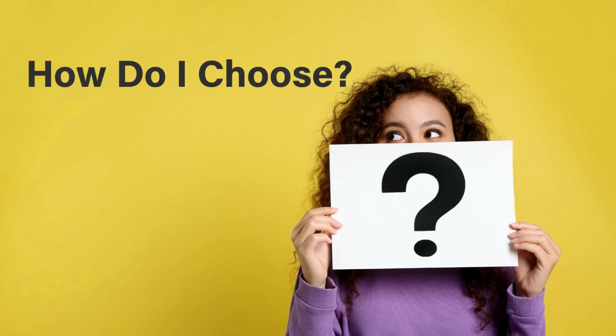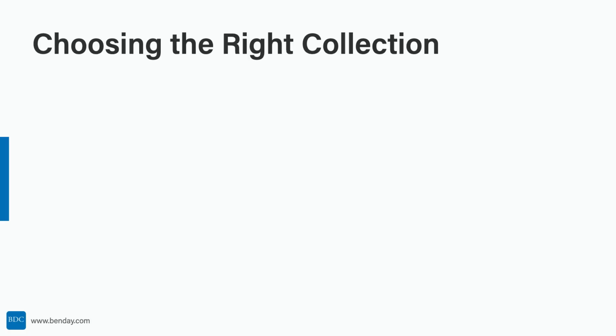Okay, so we've got arrays, lists, dictionaries, and hash sets. How do you know which one to use? Let me give you a simple decision tree that'll cover 90% of your cases. Here's my simple flowchart for picking a collection.